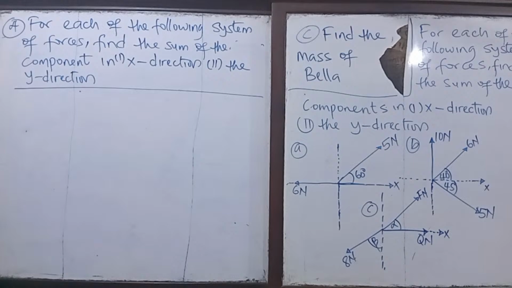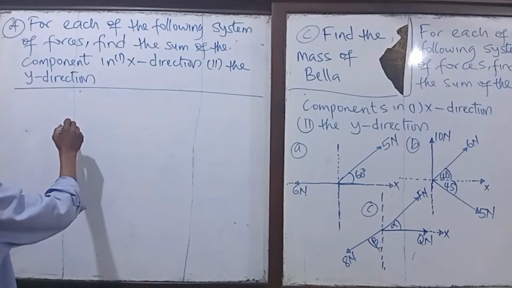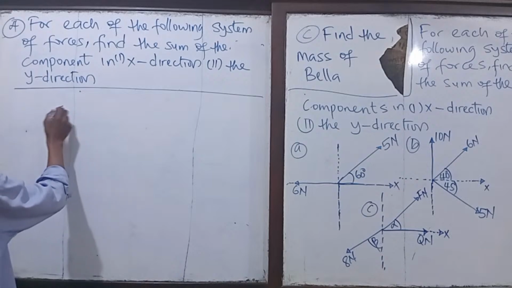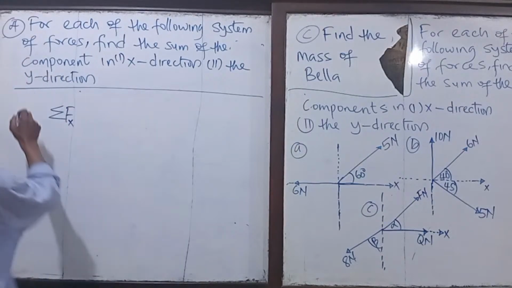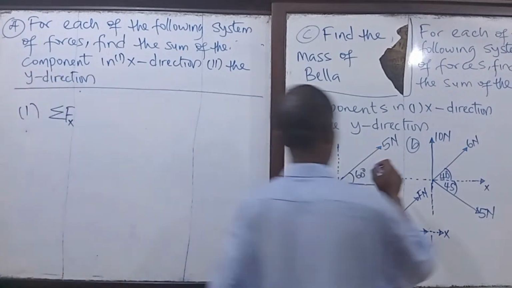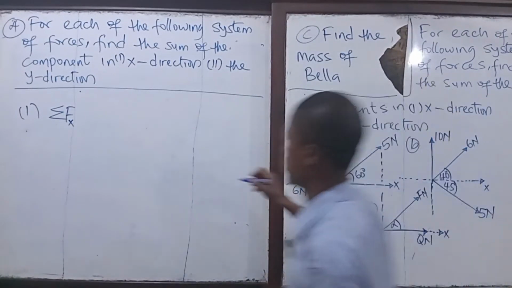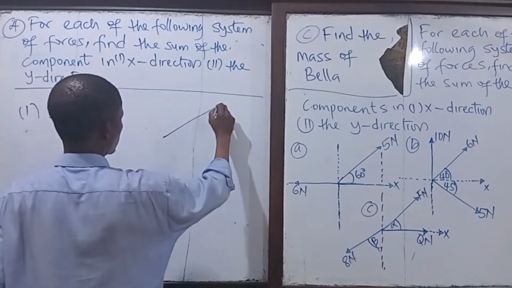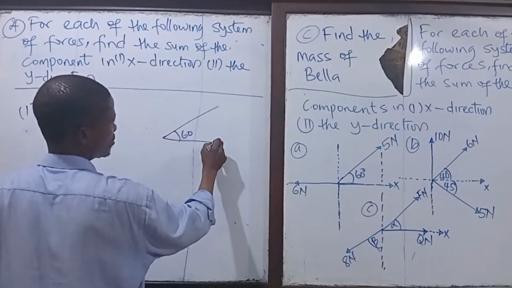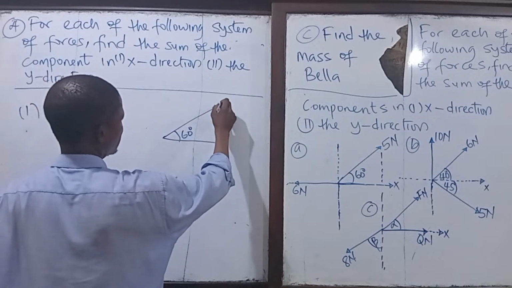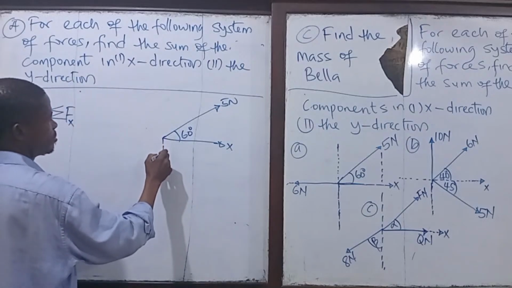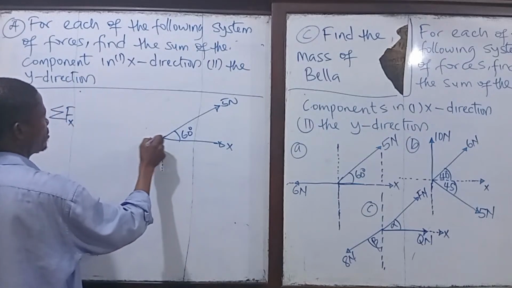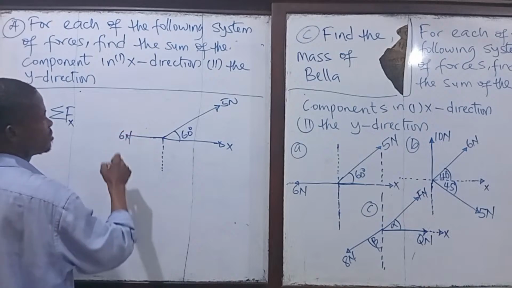Yeah, for the first one, summation of the forces on the horizontal. That's the first one we are told to do. Here, let me sketch it again. We have a 60 degree angle. We have the force of 5 Newton here. This is the x-axis. And we have here 6 Newton, this place.